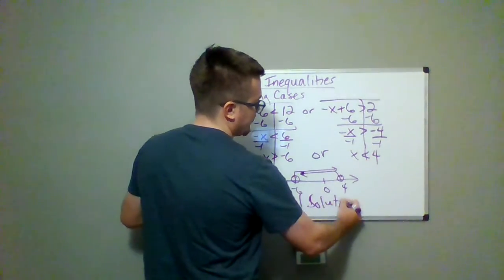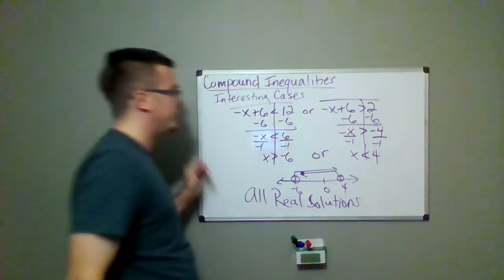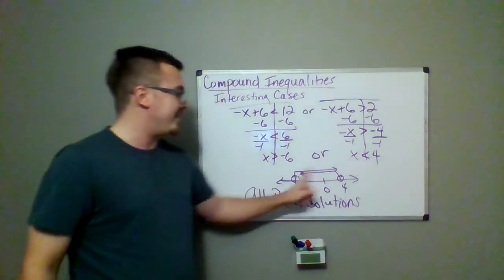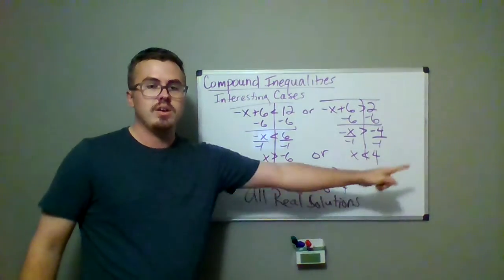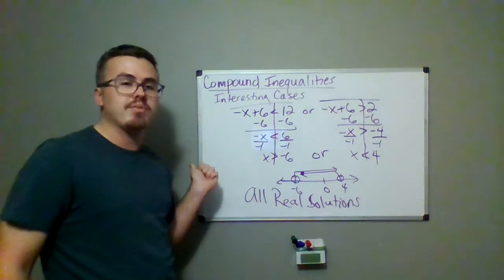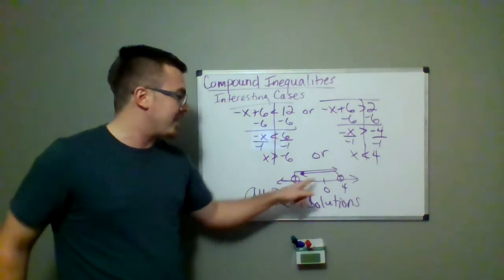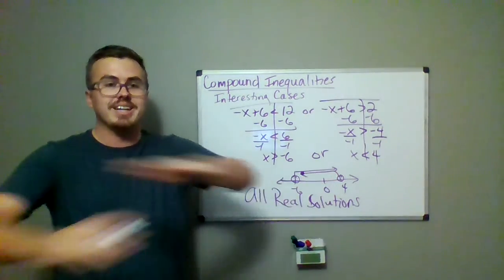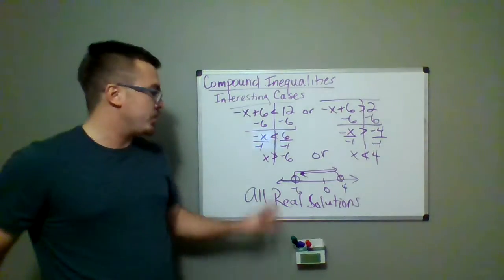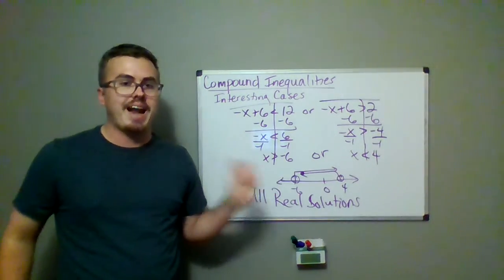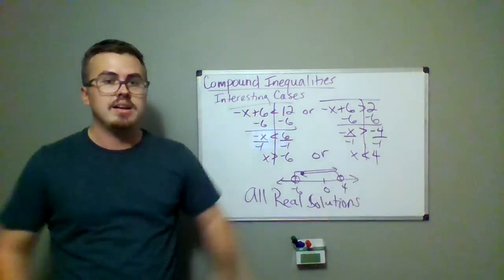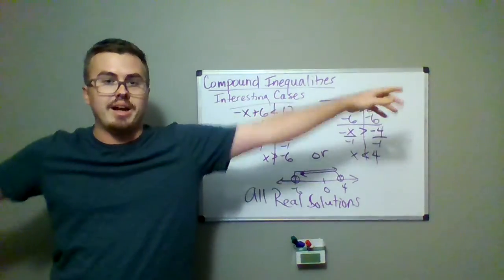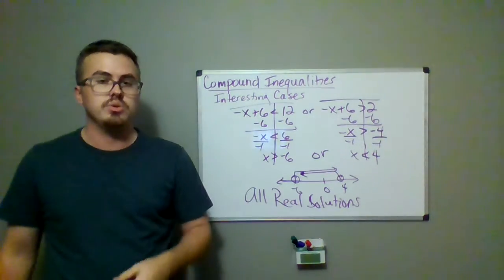Because in order for this inequality to be true, it either has to be in this graph going this way, or it has to be in this graph going this way. And those lines have arrows on the end. They're just going to keep going. So if they're just going to keep going like that, and it has to be somewhere on that line, it has to be somewhere on the number line, which is all real solutions.